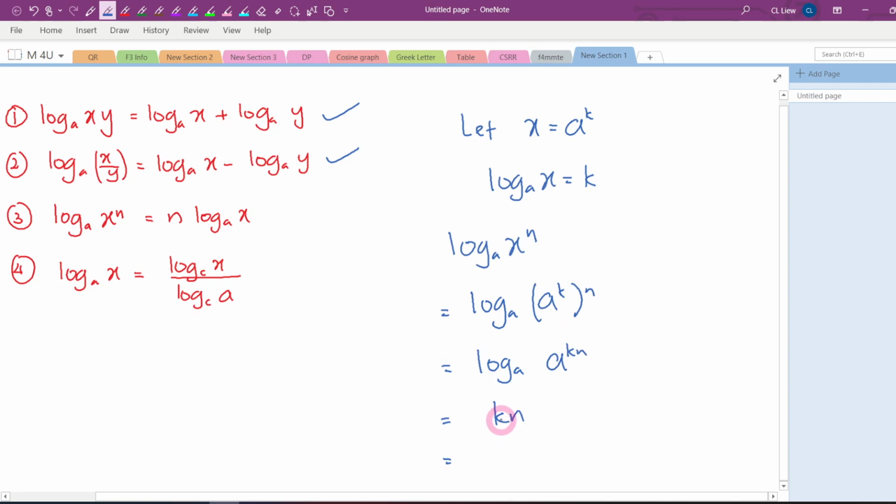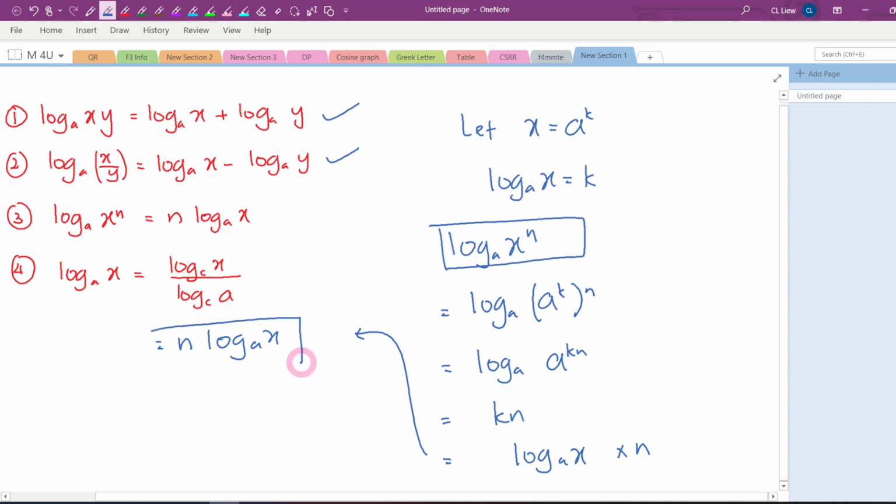Now, what is this k? k is equal to this. What's n? And just copy. So I can change the way of writing this. It becomes n times log base a of x. So we have shown that this is equal to this. If you see a power here, you can bring down the power like this. Okay, let's go to the fourth one.